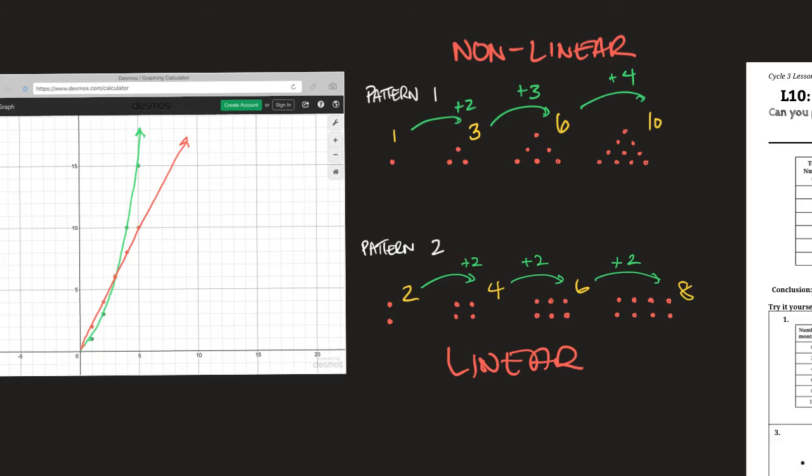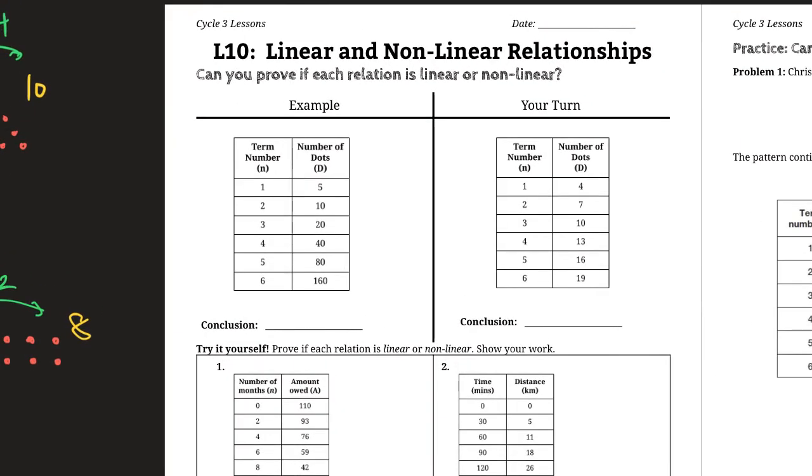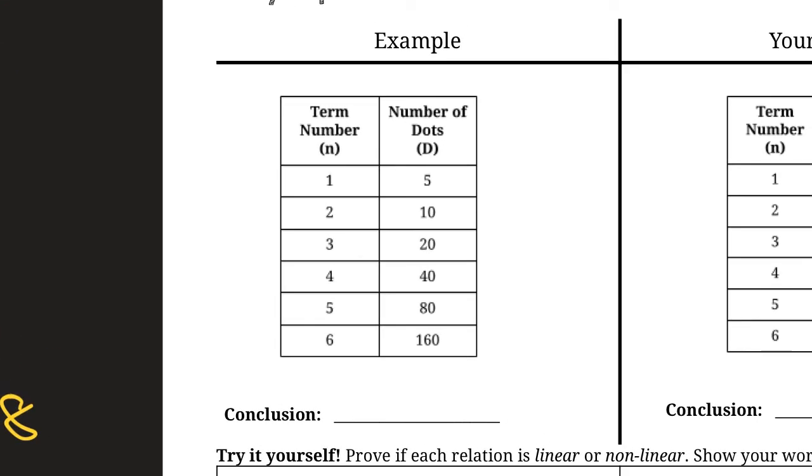Let's do a few example questions. So here we're asked, can you prove if each relation is linear or nonlinear? So I'm going to do the first example. This is similar where we have term number and number of dots. So pretend it's a pattern.